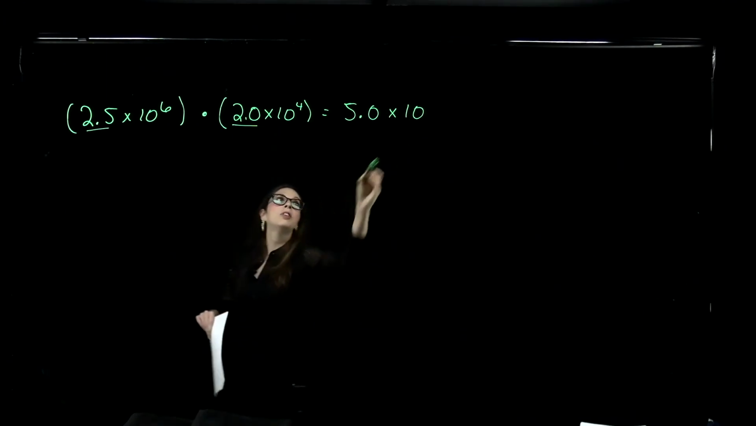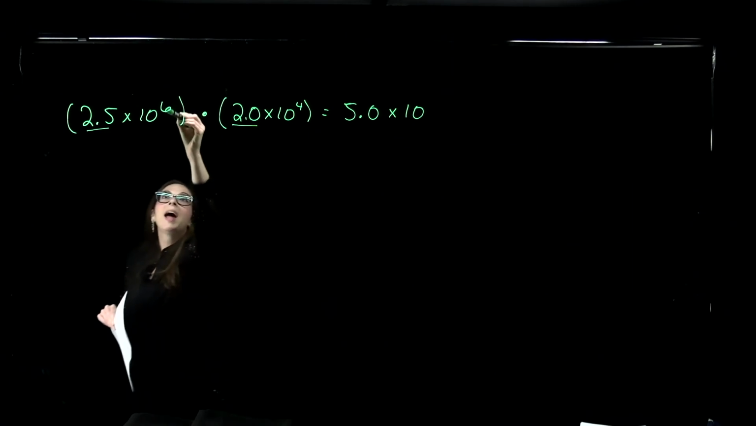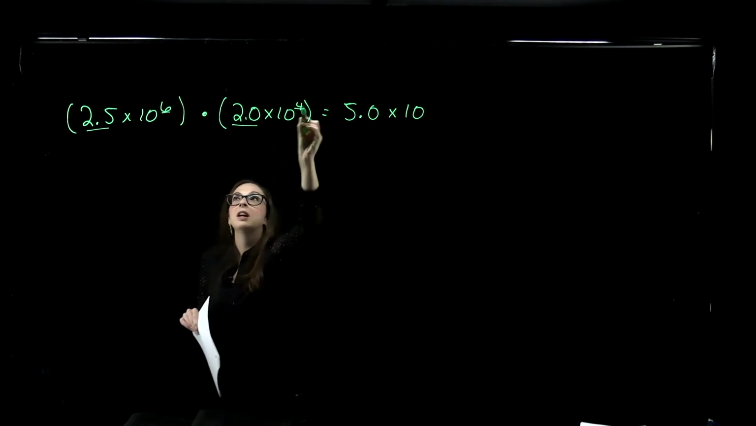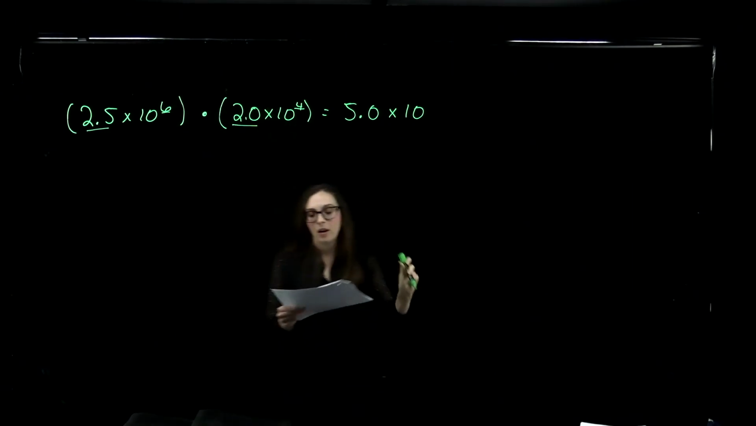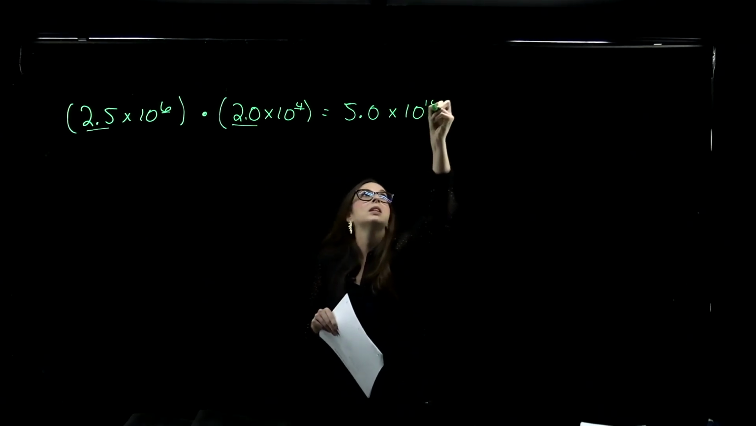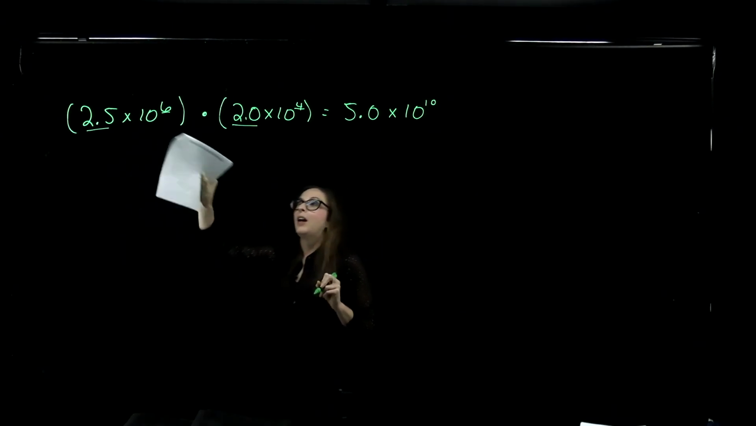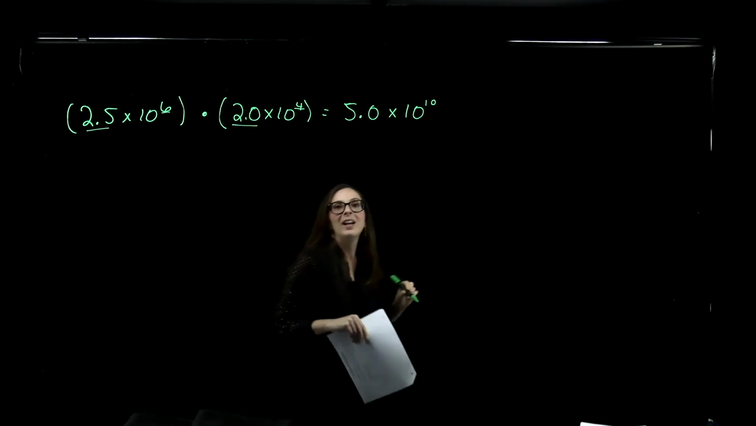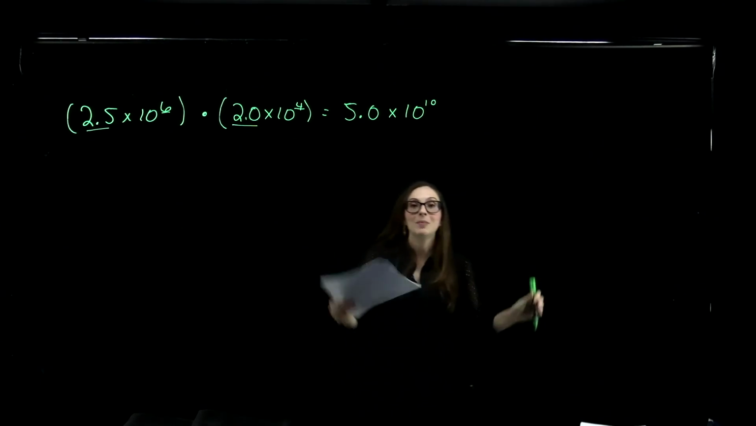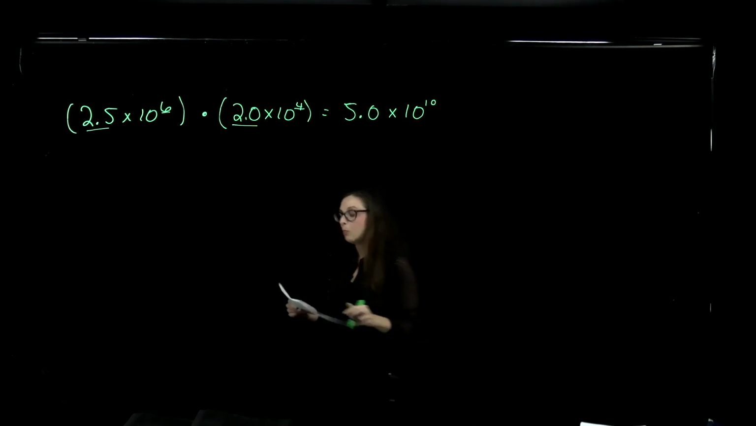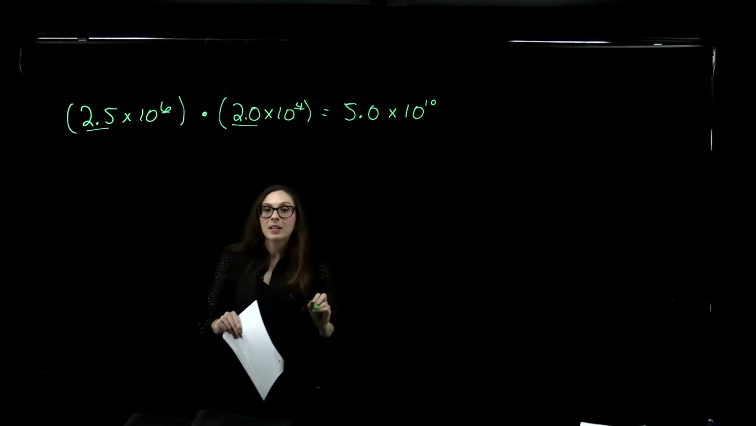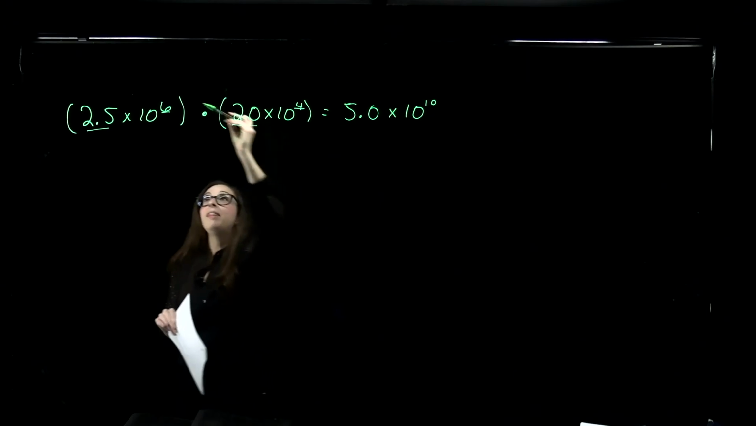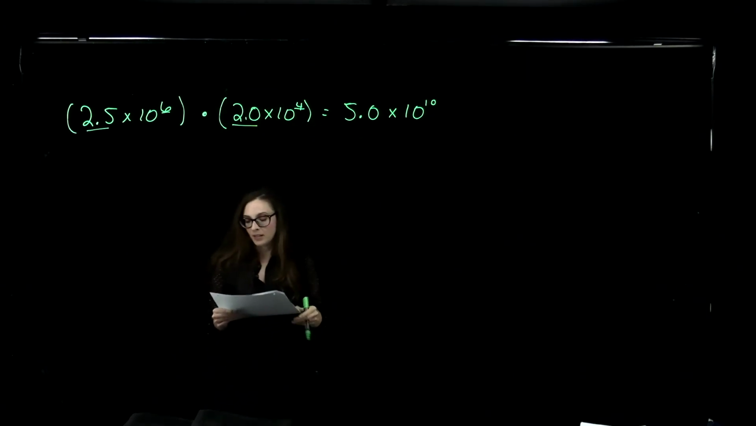well, to get the exponent on the answer, you add the exponents here. So you add 6 to 4, and then your exponent becomes 10. So 2.5 times 10 to the 6 times 2.0 times 10 to the 4 gives you 5.0 times 10 to the 10. Okay, so you multiply the coefficients together, and then you add the exponents.